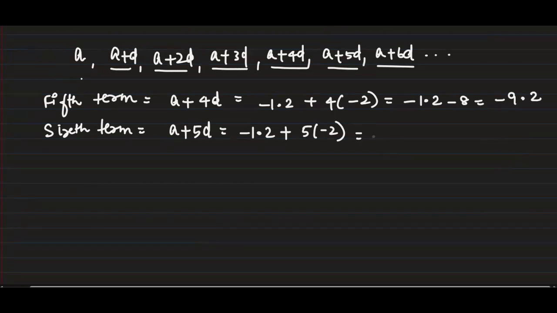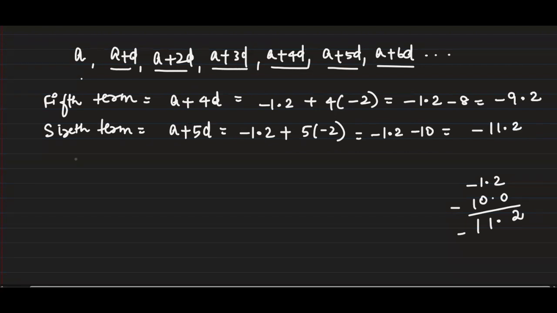So that is equal to minus 1.2. 5 into minus 2 will become minus 10. So if I add minus 1.2 and minus 10, so minus 1.2, then minus 10.0. So this will become 2. Then 1 plus 0 will become 1. Then again 1. Both are minus, so we'll carry the minus sign also. So it will become minus 11.2. Okay, now coming back to seventh term.